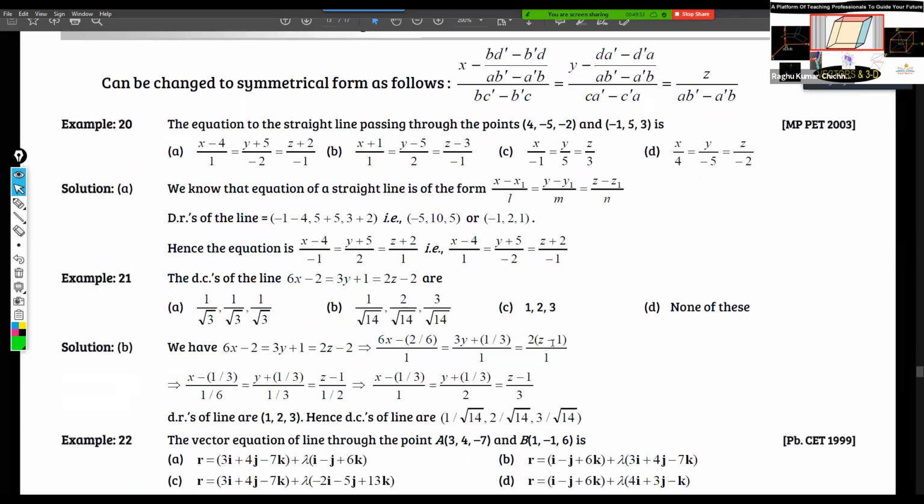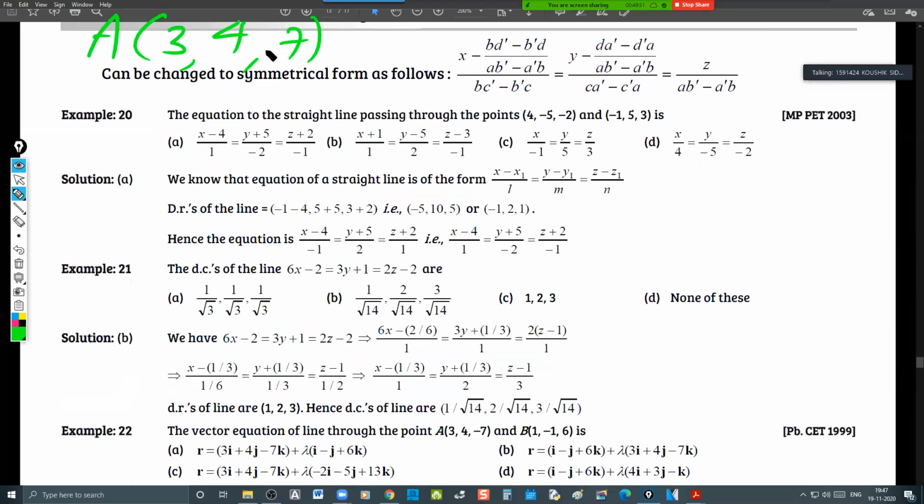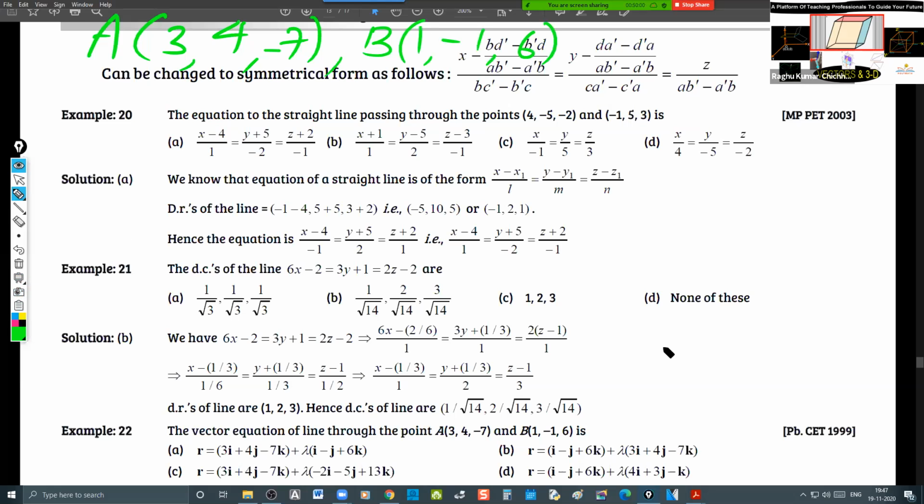See, he mixed up vectors and 3D. What is example 22? Can you read that, Kaushik? Sir, okay, sir. The vector equation of the line through the point A 3, 4, minus 7, B 1, minus 1, 6 is. We need the vector equation.